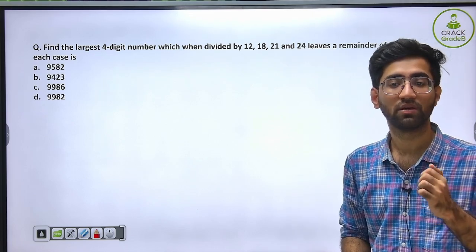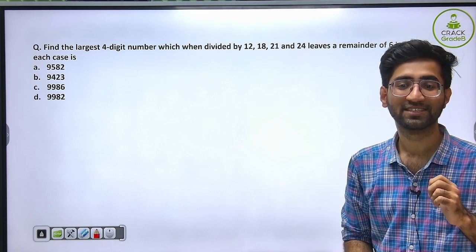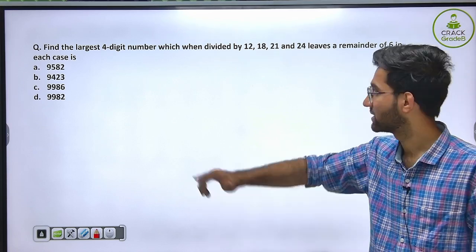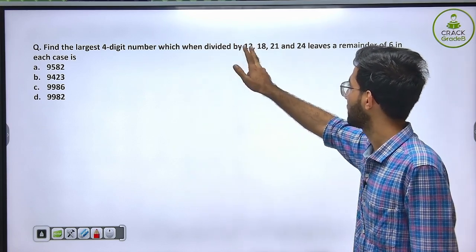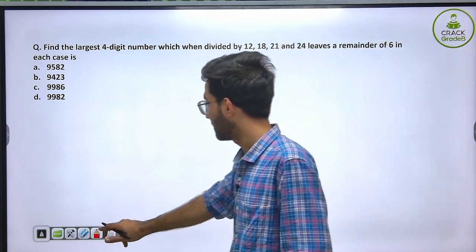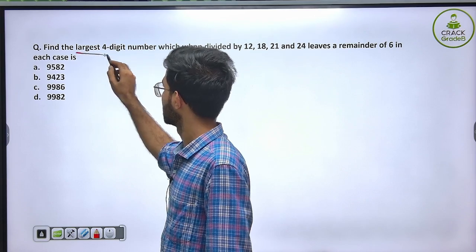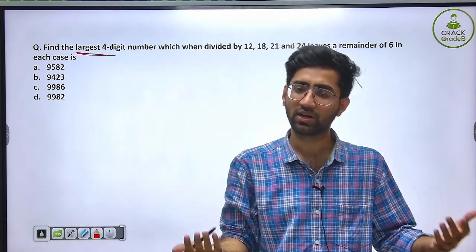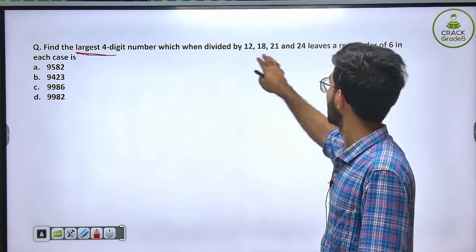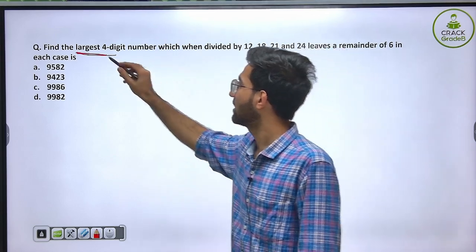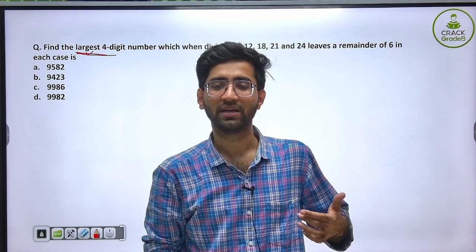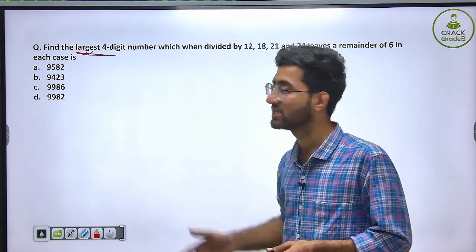But suppose they tweak the options, so that two options satisfy the condition, where dividing the number by 12, 18, 21 and 24 gives remainder 6. In that case, you have to look at this word carefully. See, in this case you have to find the largest. If two numbers out of these four satisfy this condition, you have to pick the largest one. But there is very little chance that two options will satisfy the condition.